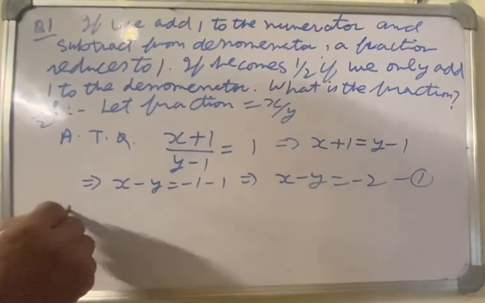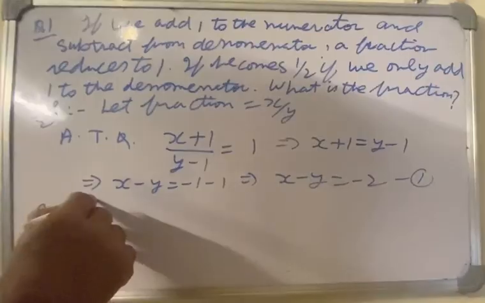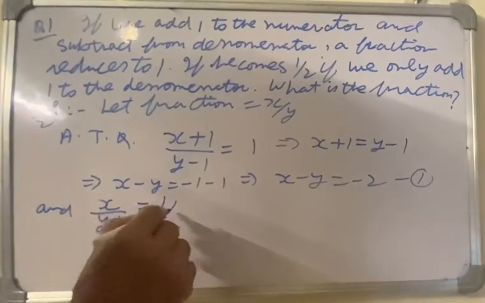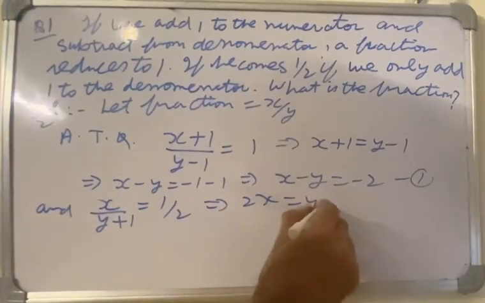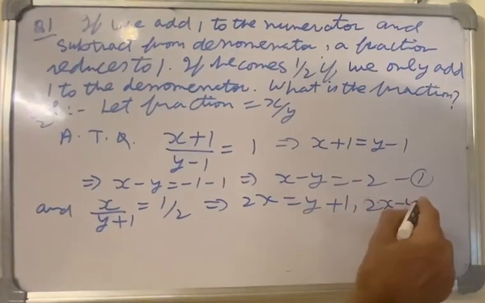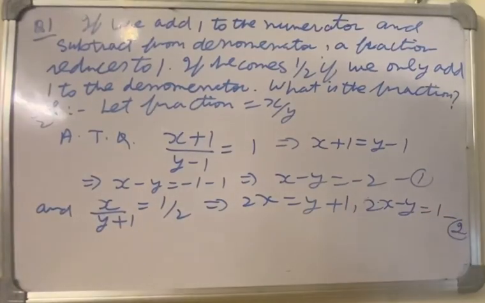And the fraction becomes half if we only add 1 to the denominator, so x over y plus 1 is half. This will give you 2x is equal to y plus 1, and 2x minus y is equal to 1. This is the second equation.